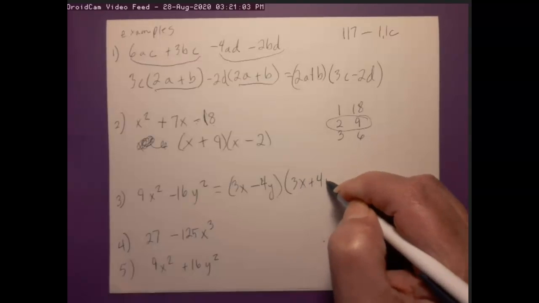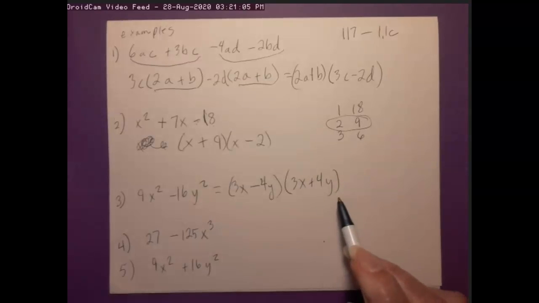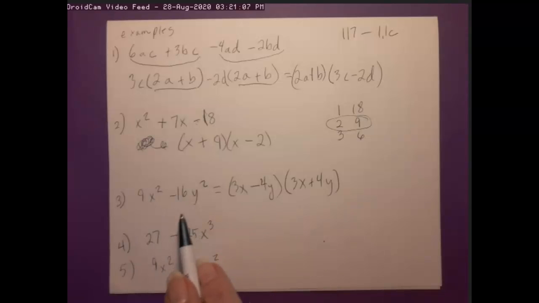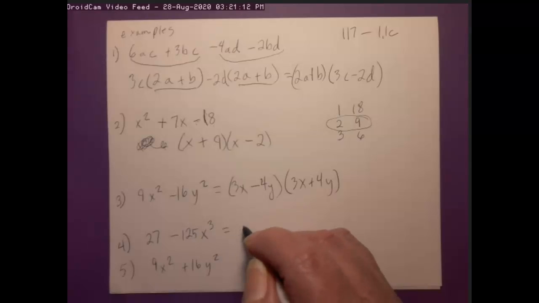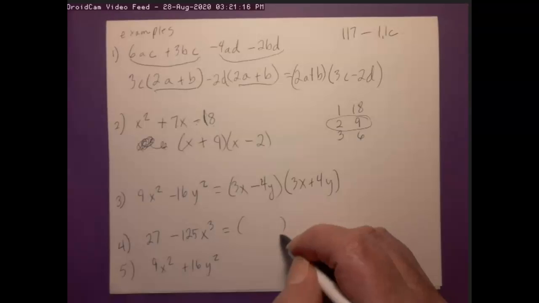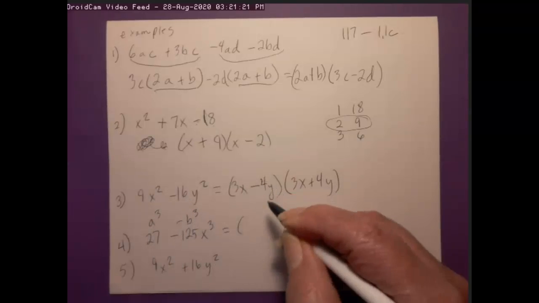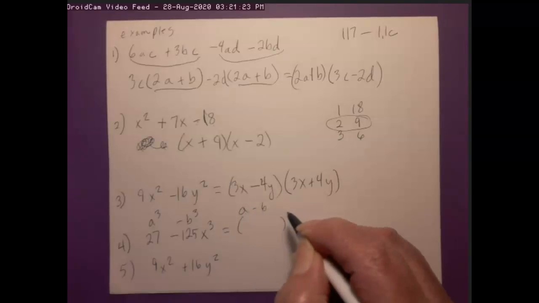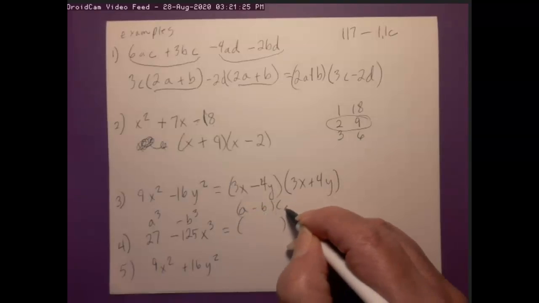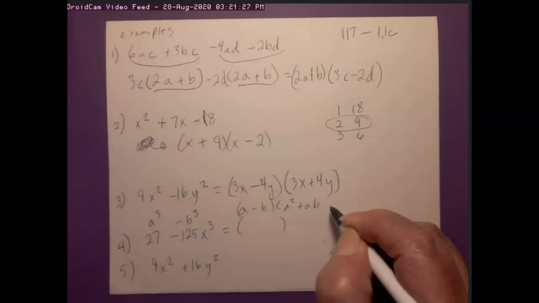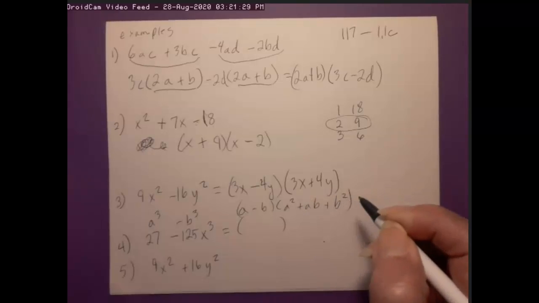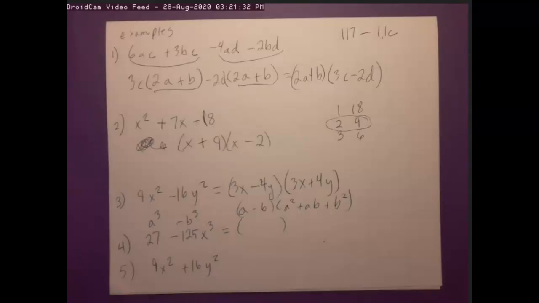If I foil this out, the middle terms are going to go away, and I'll just be left with 9x squared minus 16y squared. This one there's a formula for. So the formula says a cubed minus b cubed is going to be a minus b times a squared plus ab plus b squared. So you need to know those formulas or you won't be able to get this one correct. So make sure you're memorizing the formulas.